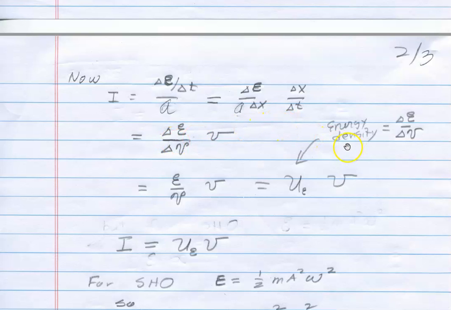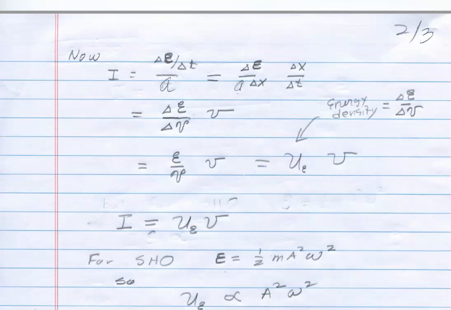And sometimes you'll see that defined to be U sub E, which is the energy per volume or the energy density. And so sometimes you'll see these expressions. For light, this would be the energy density of the electric field that's in the light. And then V, of course, would be the velocity, which would be C. So sometimes you see that for light.